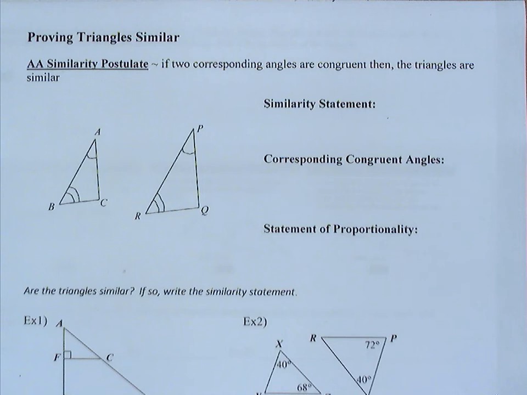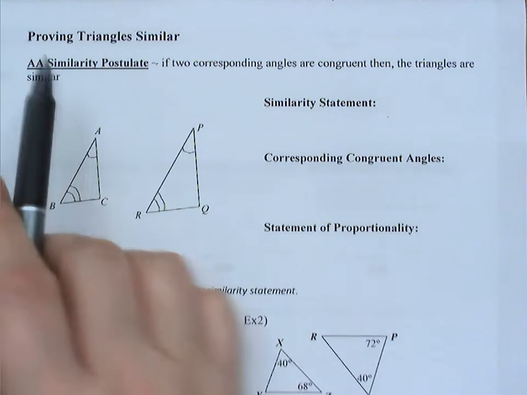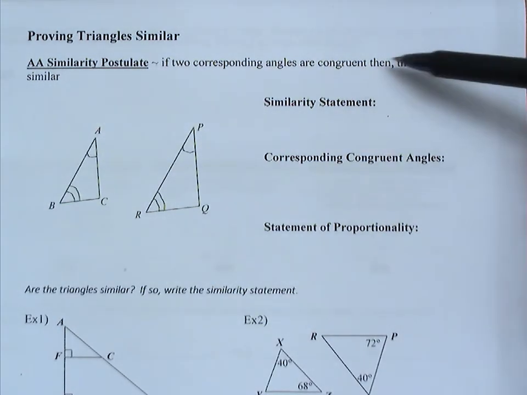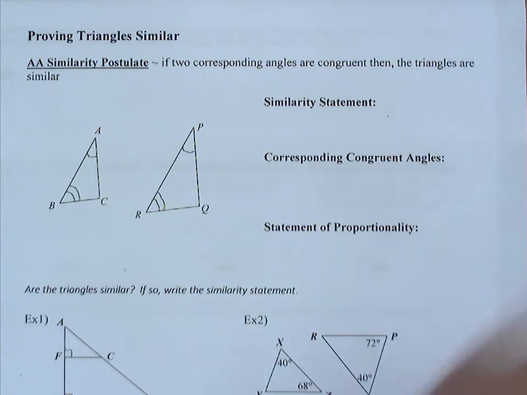For this lesson, we're going to look at proving triangles are similar. With that in mind, we're given some theorems and postulates, so let's look at the first one. The angle-angle similarity postulate states if two corresponding angles are congruent, then the triangles are similar.